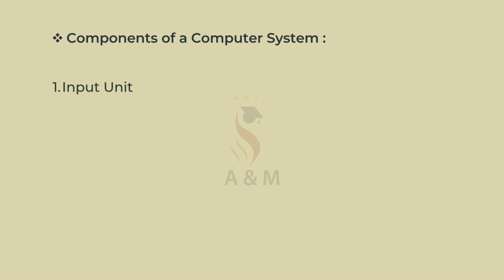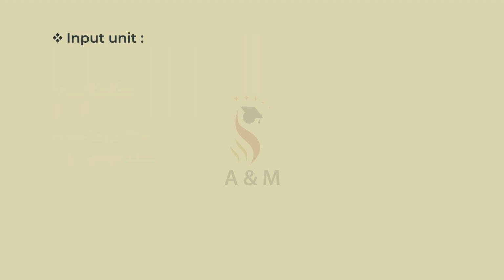Next, let us discuss the components of a computer system. First, input unit. Second, CPU. Third, output unit. Fourth, storage unit. First, let us look into the input unit.